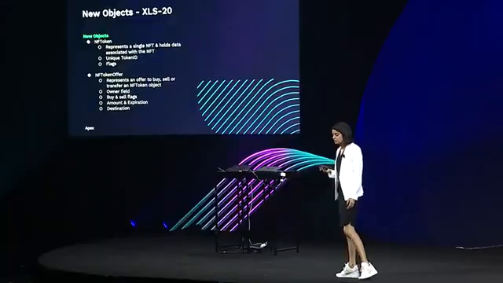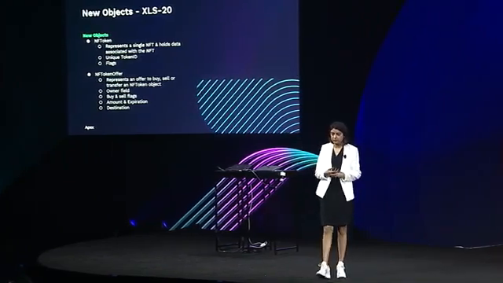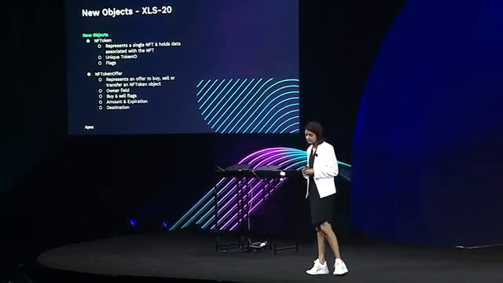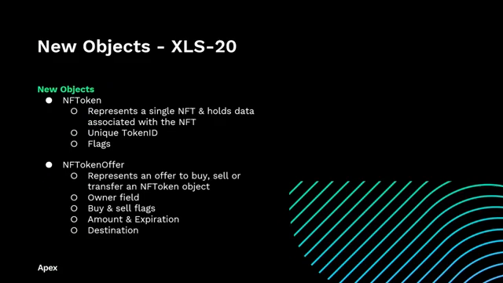All right, so now let's get into some more technical and implementation details of XLS20. The idea was to keep the proposal really simple and powerful, but at the same time flexible enough so that we can accommodate more future use cases. In light of this, we have two new objects on the XRP ledger. The first one, we call it NFToken, and as the name suggests, it represents a single NFT and holds the data associated with the NFT, and it is uniquely identified by its token ID.